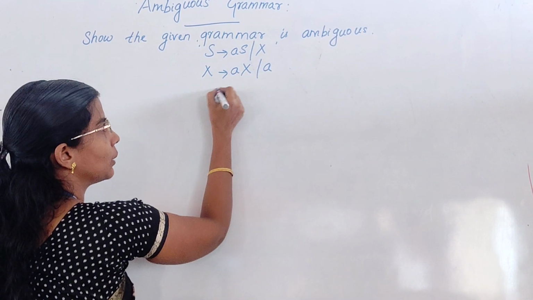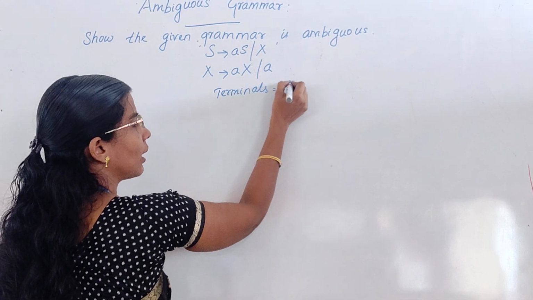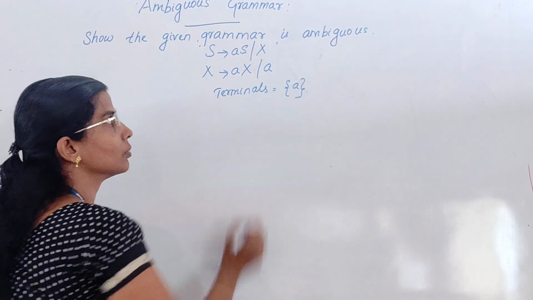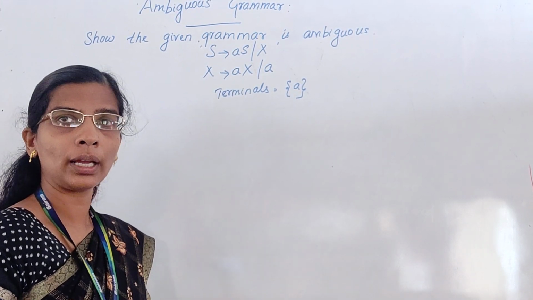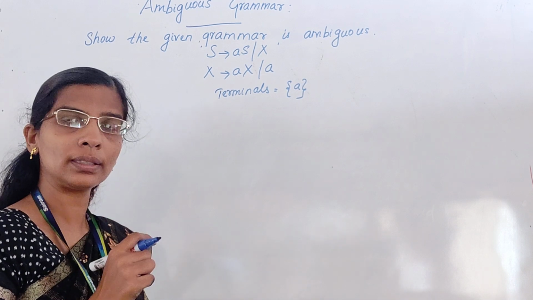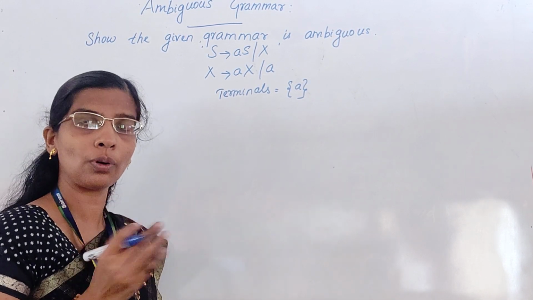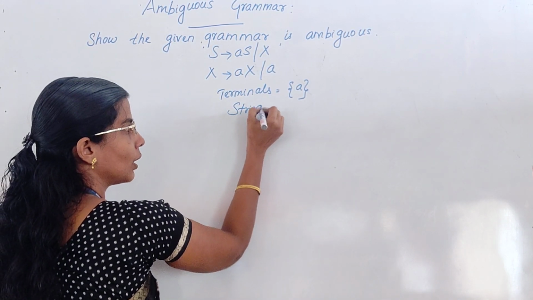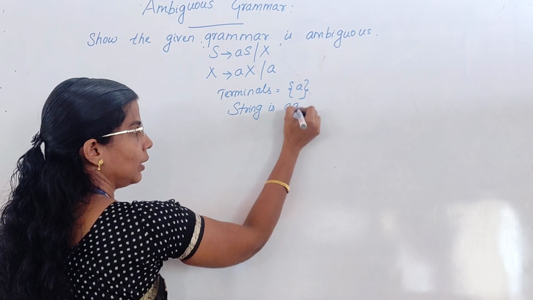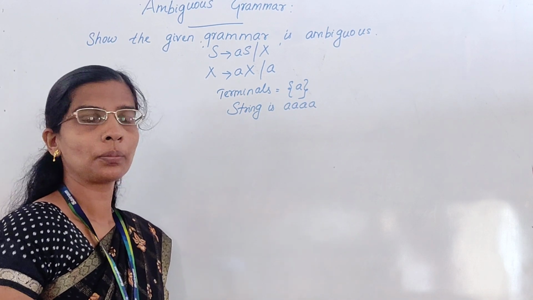First we'll write all the terminals. How many terminals do I have? I have only A. No other terminals in the grammar. Next step, what do I have to do? Look at these terminals. Using these terminals, I have to form a string. You can form your own string. Any string we can form. I am taking this string as 4 A's.